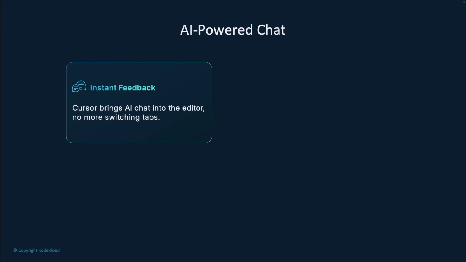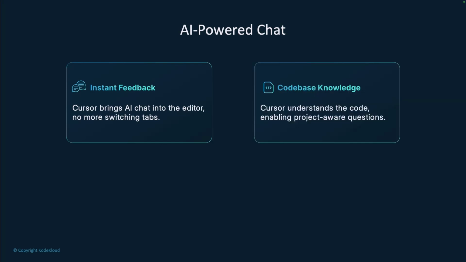Cursor integrates an AI chat assistant directly into your development environment. This eliminates the need to switch between your code editor and external help resources. The code-based knowledge feature allows you to ask questions about your specific project. Unlike generic coding assistants, Cursor understands the structure and relationships within your code base. So you can ask, how does the authentication system work? And get an answer relevant to your specific implementation.